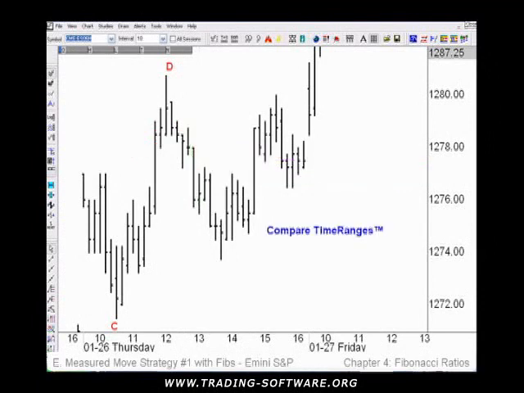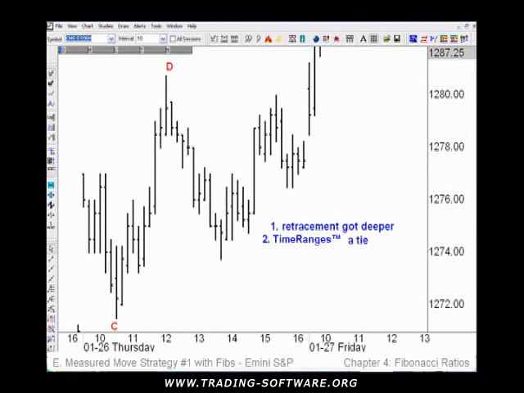Now we need to compare time ranges. How is this time range compared to this one? In other words, how's T2 versus T1? They're the same, so it's a tie. So that's pretty neutral. So coming off of point D, we see that the retracement got deeper and time ranges resulted in a tie. So this is what we mean by having alignment with price and time into a pre-calculated area, which of course is this area right here that we were thinking about buying.